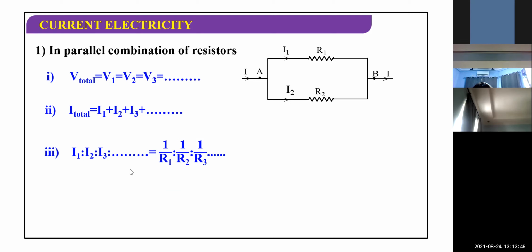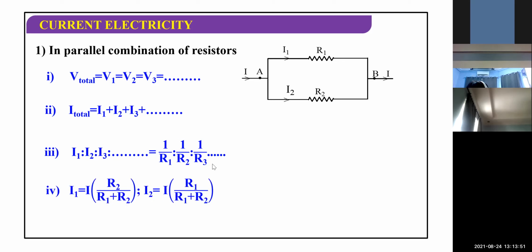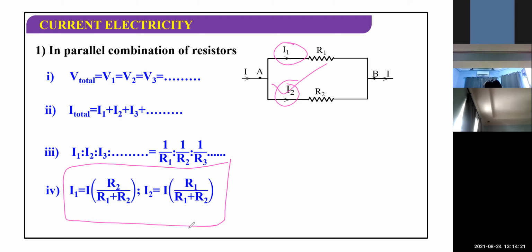Now, just one more slide, children. As we have done in series combination, we have one equation for how we can find the V1, how we can find the V2. In parallel combination, generally the questions come that you need to calculate the I1. Just focus on this diagram, children. Suppose if I ask you to find this I1 or find this I2, how will you do? How will you find out? R1 is given, R2 is given. This equation, children. So next time we will do some questions.